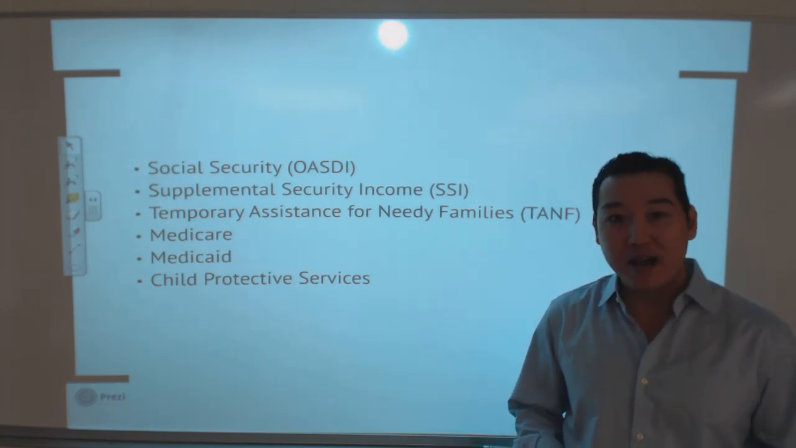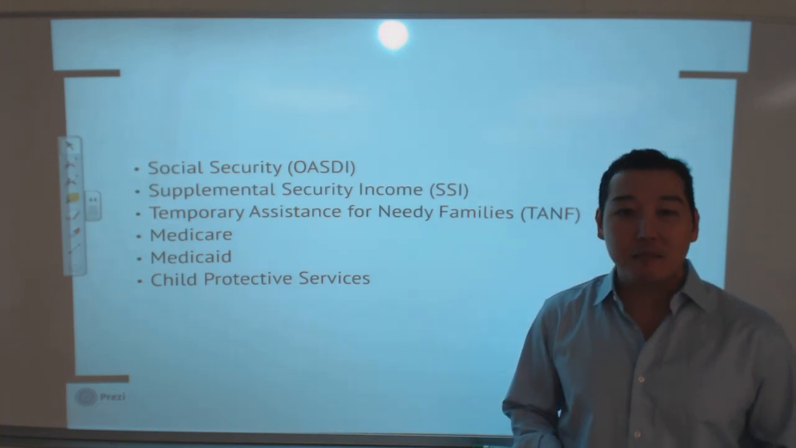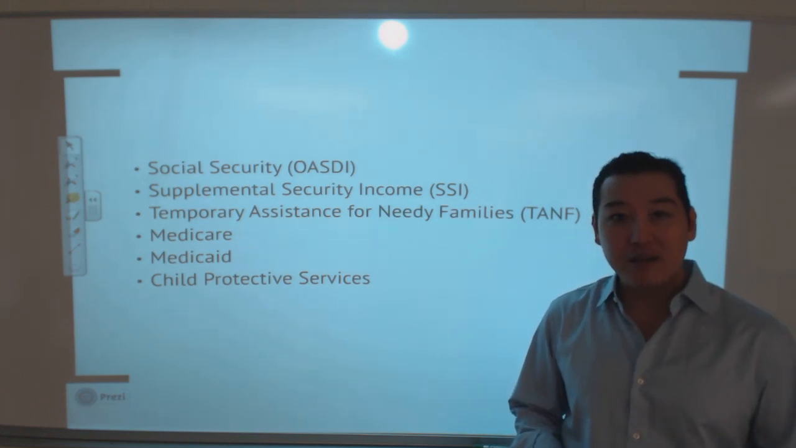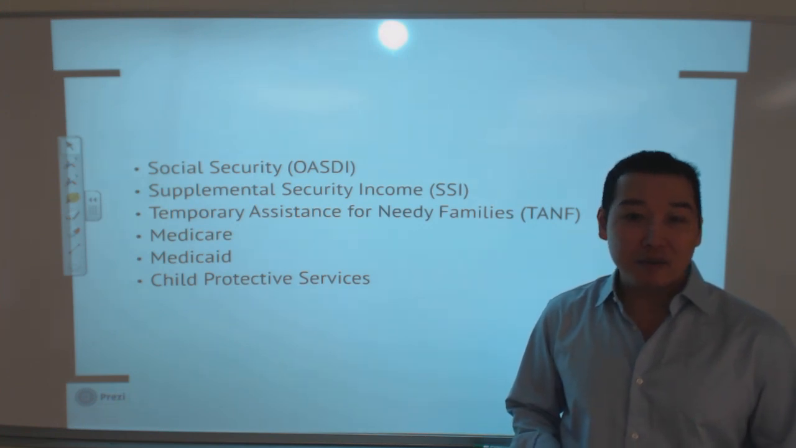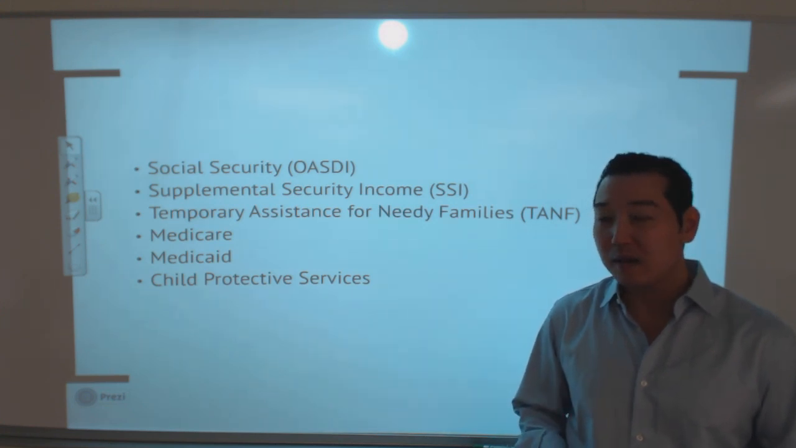So this is in fact covered in our class. Supplemental Security Income, another federal income support or income maintenance program. In other words, it provides income as the main benefit to the beneficiaries. And the populations that are affected, we're talking about aged, blind, and disabled. So certainly falls within our definition of social welfare policy.